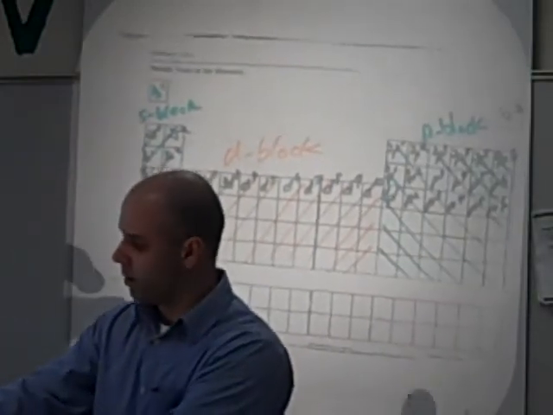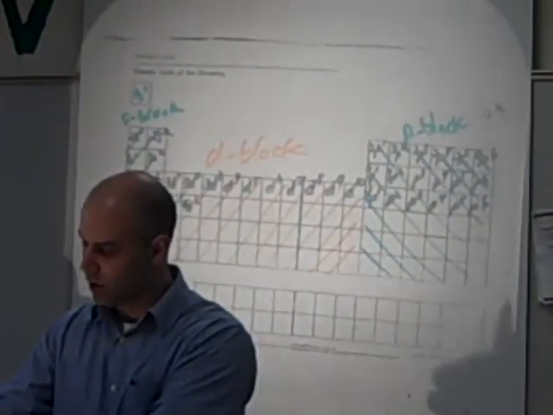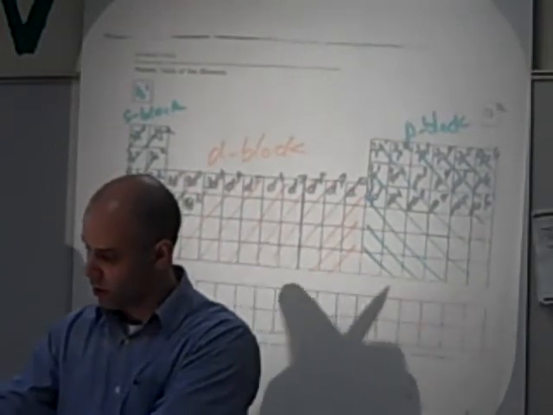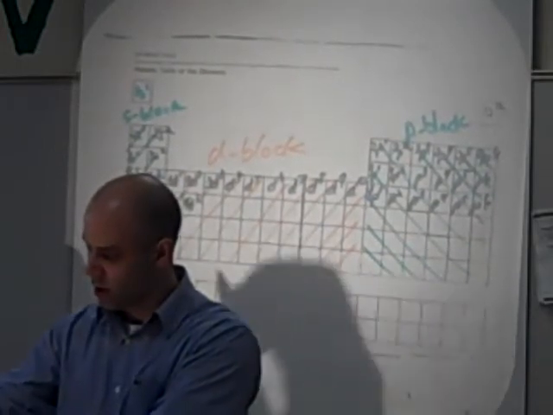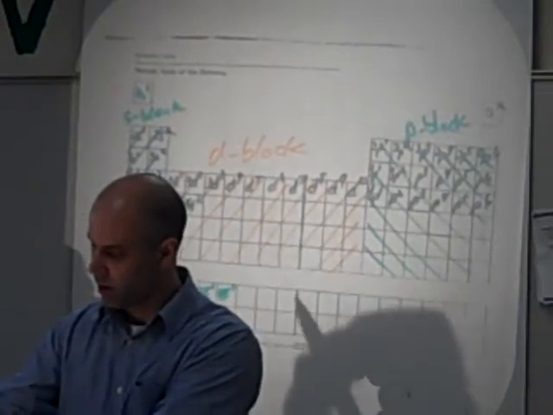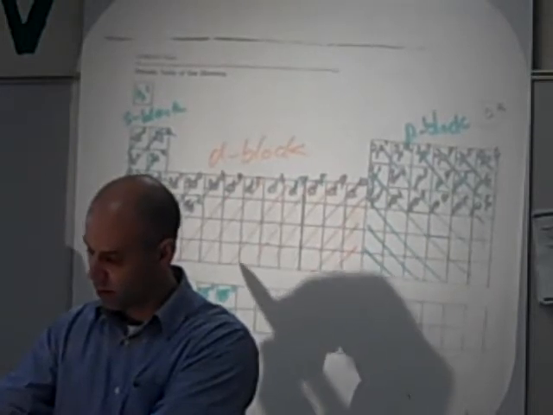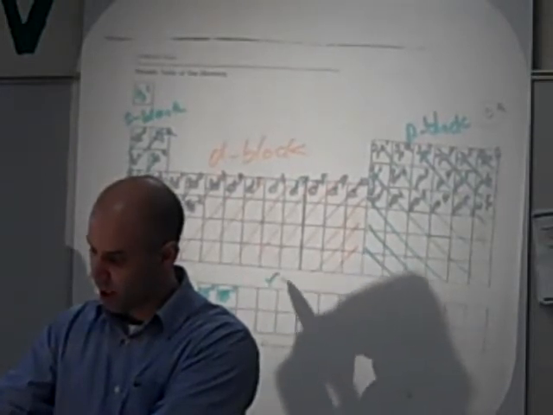And on the very bottom, those are the f's. And the f's are shifted off. So this is 4f1, 4f2. This would be 5f1, 5f2. That's the f block.